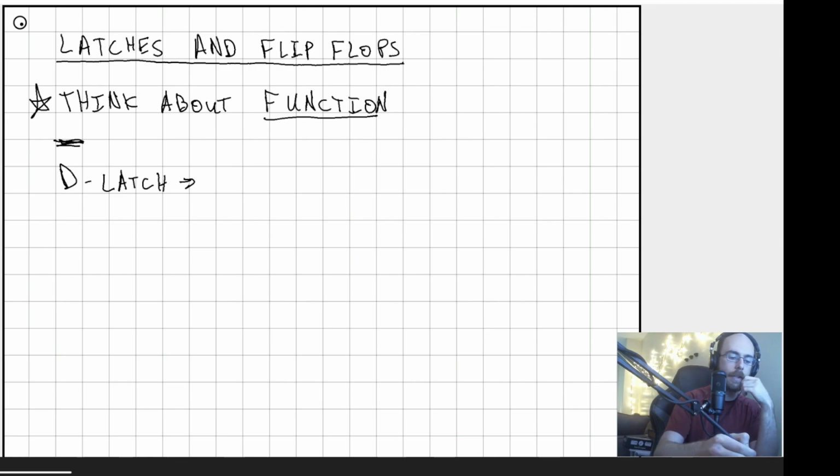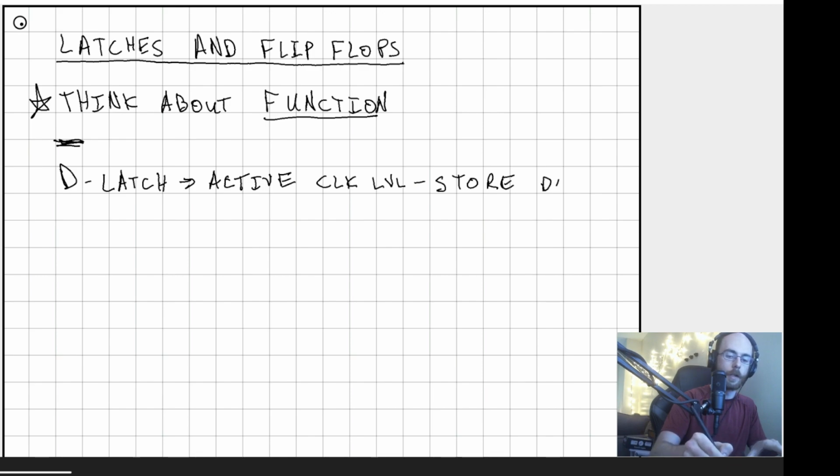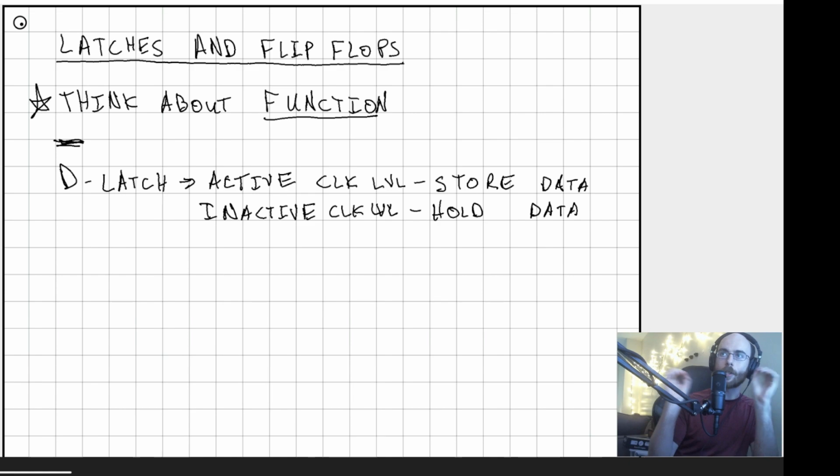The function of the latch is on the active clock level, we store the data. On the inactive clock level, sorry about my spelling, we are going to hold the data. Right? So again, functionality over everything else.